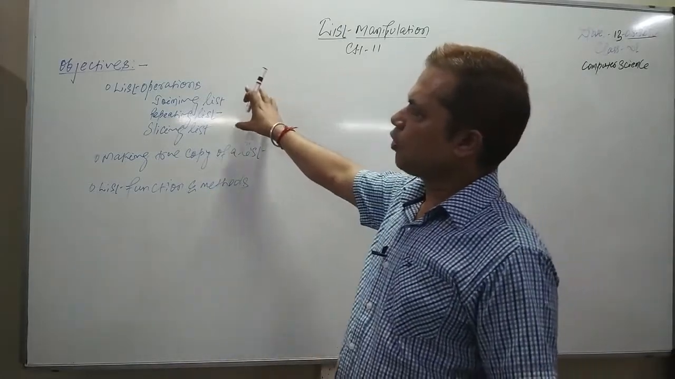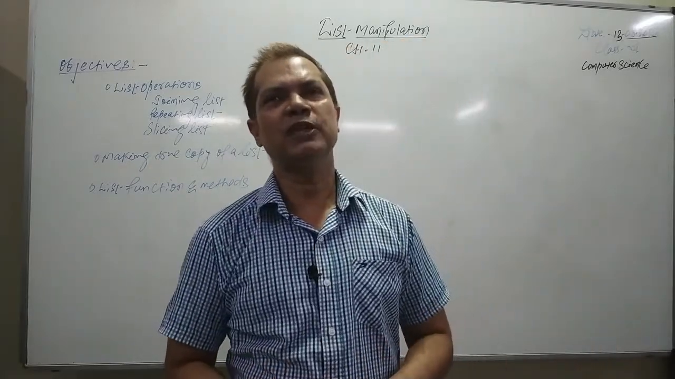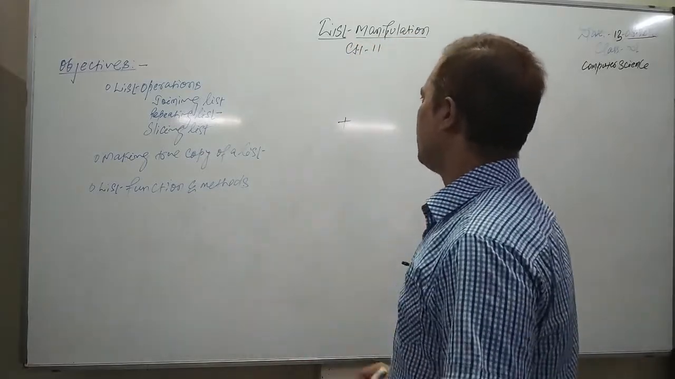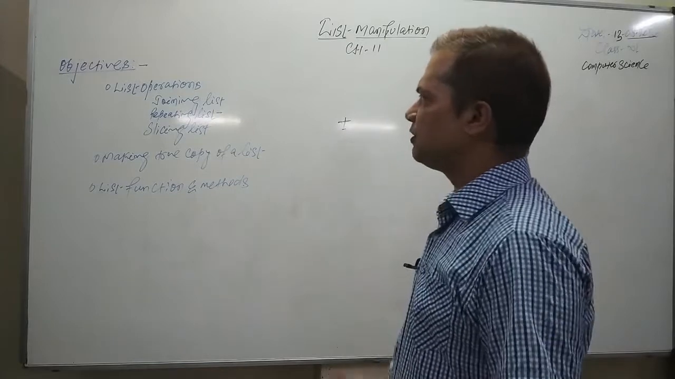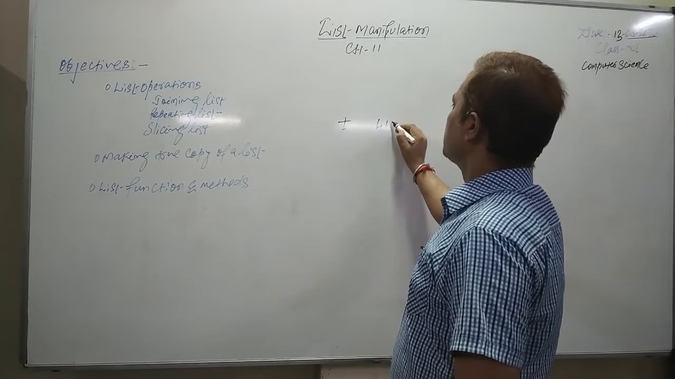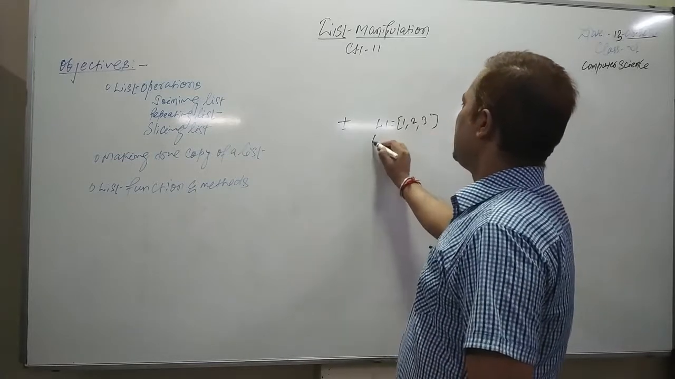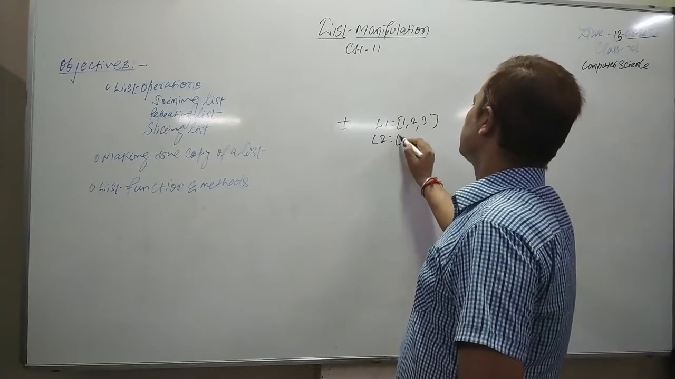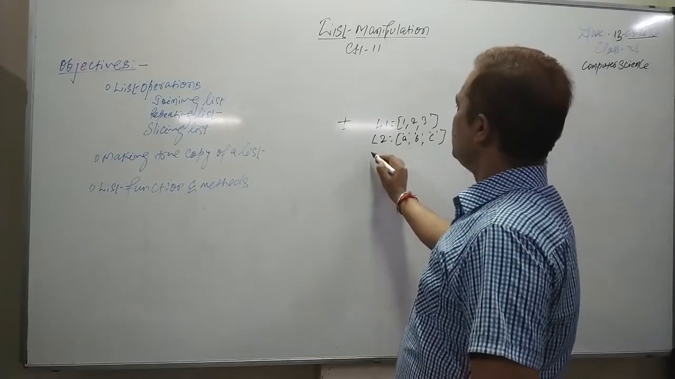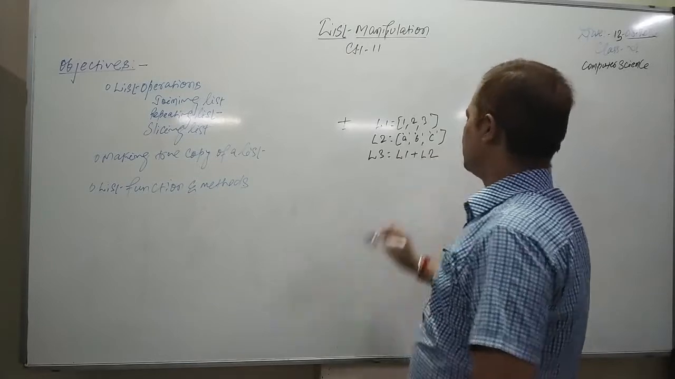Let's see the first objective of today, list operations, which means the kind of operations we can perform on a list. First and foremost, we can perform the arithmetic operator plus, or addition, on lists. To add two lists, suppose L1 equal to the list 1, 2, 3, and in L2 you have the list A, B, and C. Now these two lists you want to add in L3. So the simple statement will be L1 plus L2.